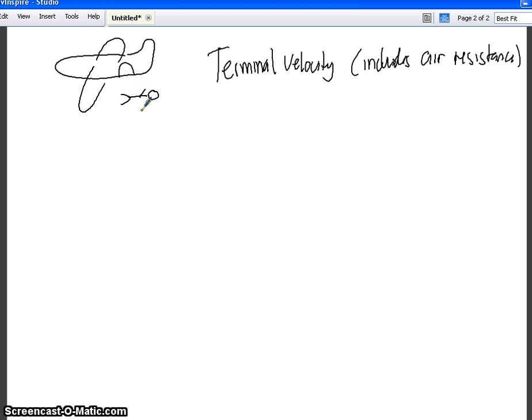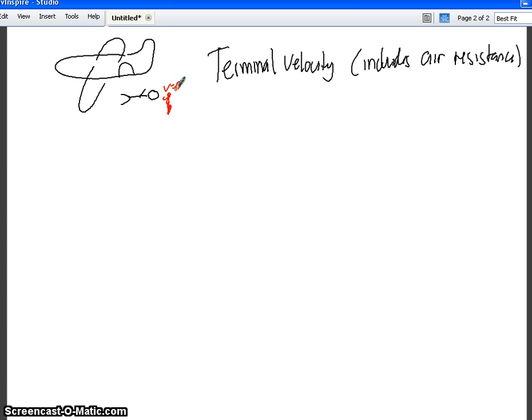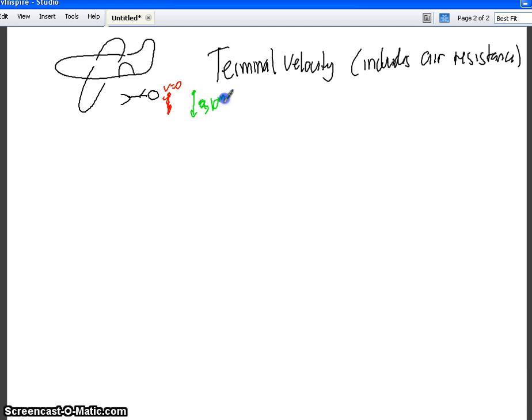When this person jumps out of the plane, we're going to say their initial velocity is equal to 0, and their acceleration is equal to, we'll say, 10 meters per second squared. So they jump out of a plane, they have an acceleration of 10 meters per second squared, but this includes air resistance. So because this includes air resistance, this is not free fall. Remember, free fall is an idealized motion in which there's no air resistance.